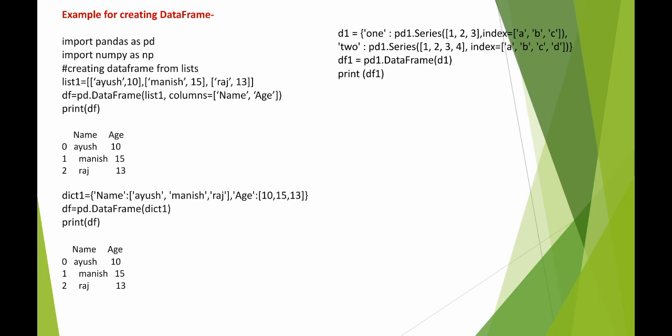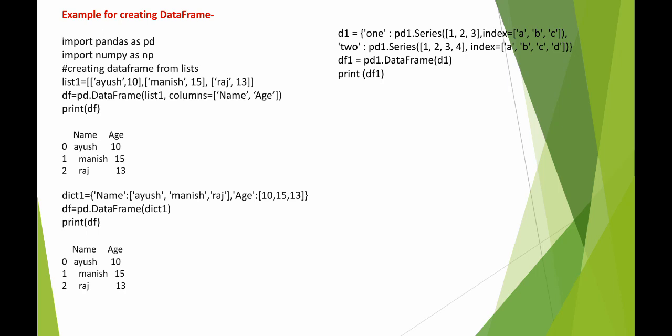First, we are creating a dictionary here, d1. 1 is the key here, and the values are being constructed using the series. Now you know that series is used to construct one-dimensional arrays, and the array elements are 1, 2, 3. Now 1 is to be taken as the column label. 1, 2, 3 will be the elements of that particular column, and the index is given as a, b, c.